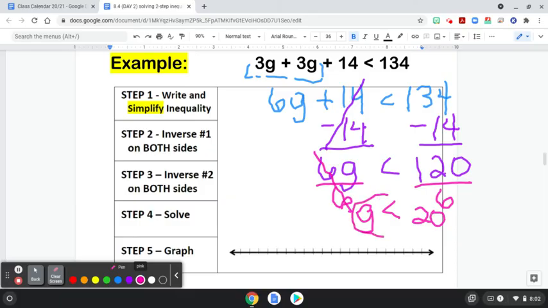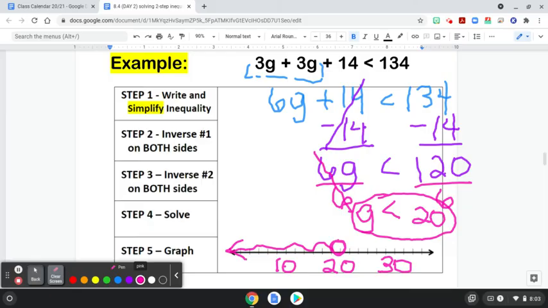I'm going to graph the solution to show all the numbers less than 20. So a few values on my number line to identify where I'm at. Choose the 20 as my solution starting point. I'm going to leave my circle open because this could not be 20, because 20 is not less than 20. And then left, because all numbers less than 20 are found left of 20 on a number line.